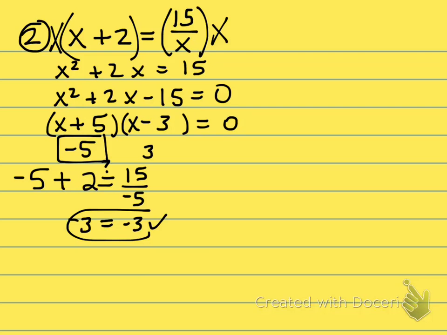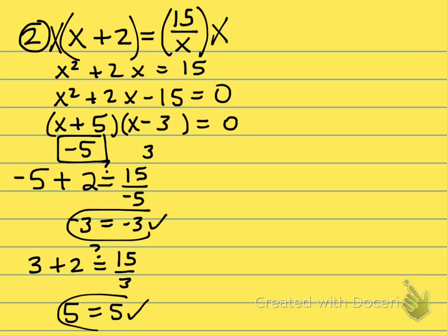We do the same for our positive 3 that we got, and we replace x with 3. And we again write, is 3 plus 2 equal to 15 divided by 3? Well, the left side gives me 5, and the right side gives me 5. So this one also works. So that verifies that both of the solutions we found through our process get to be recorded as the answers, and there are no extraneous solutions for this one.